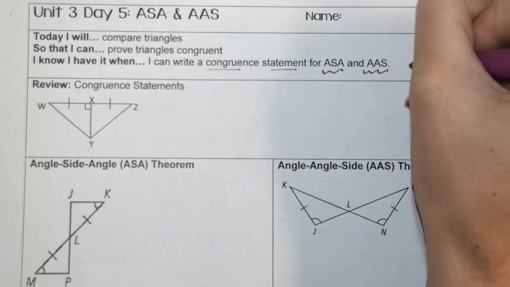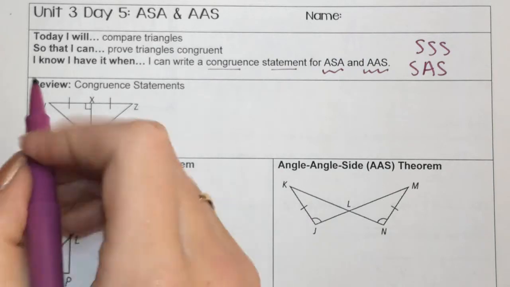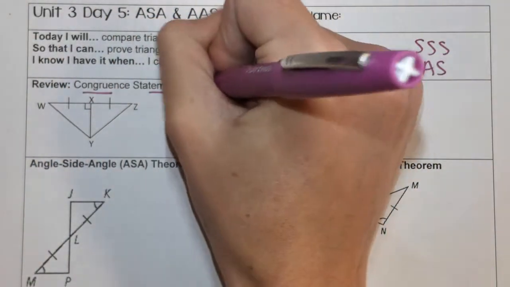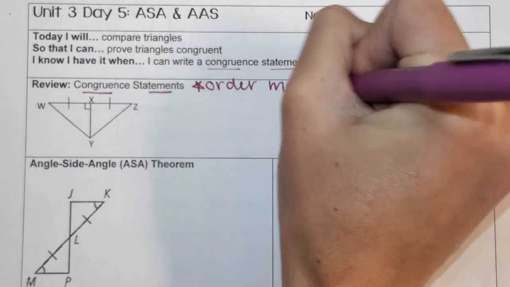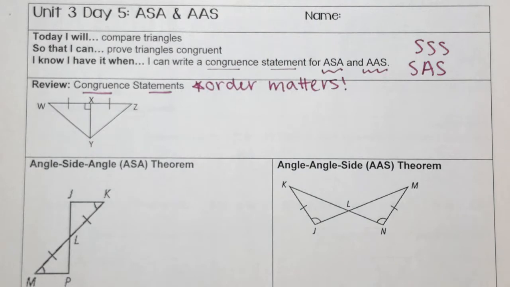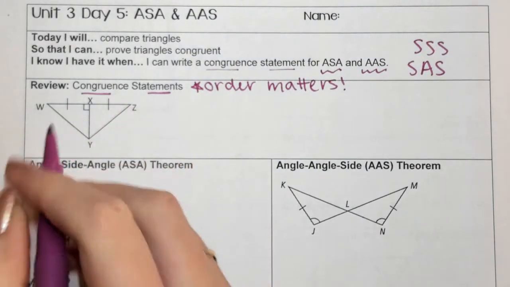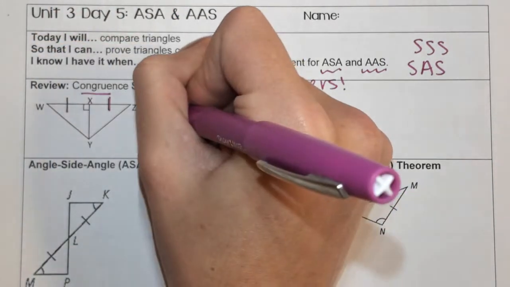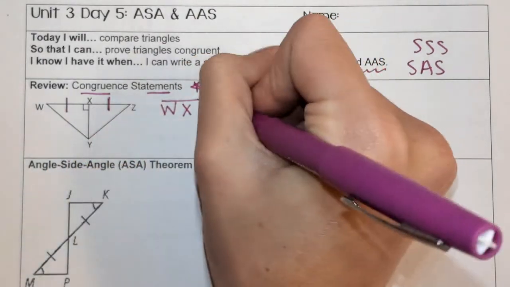Just a reminder, we did SSS and SAS in our last homework. So a quick little review of congruence statements. Remember that the order matters when we write them. The order of the letters matters. So if we look at this example here, I see that I've got a pair of equal sides. So I can say WX is equal to XZ.